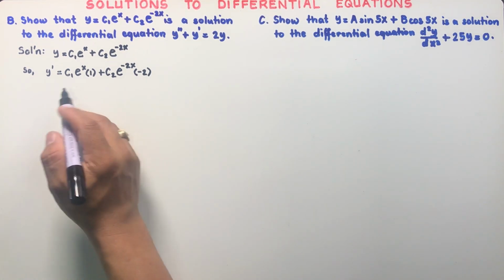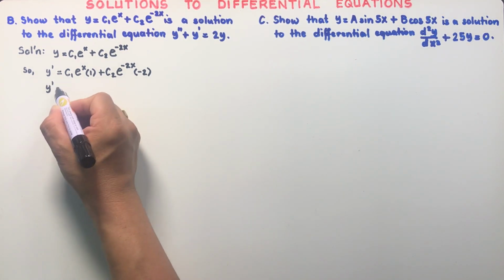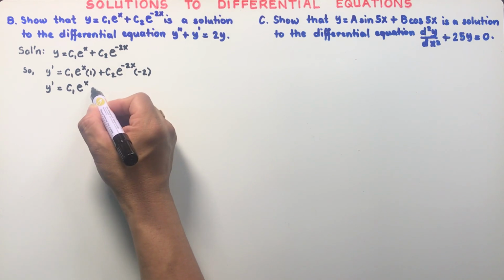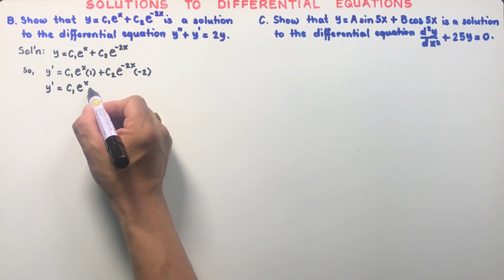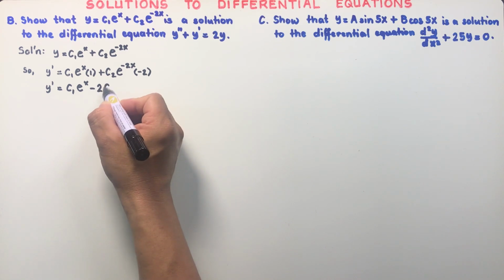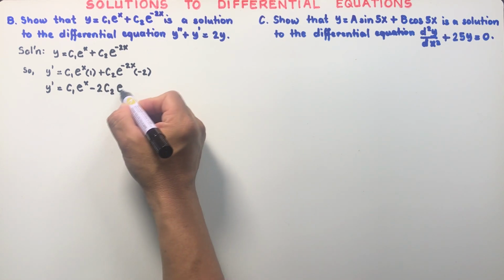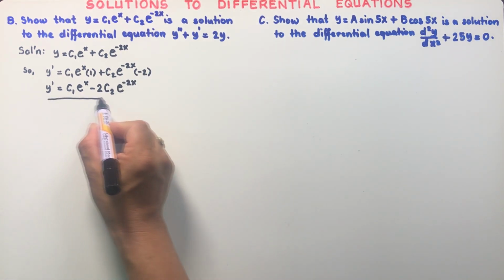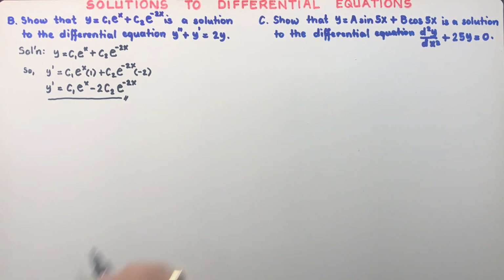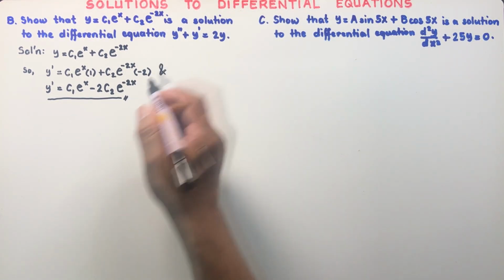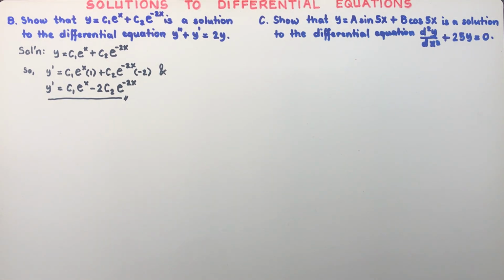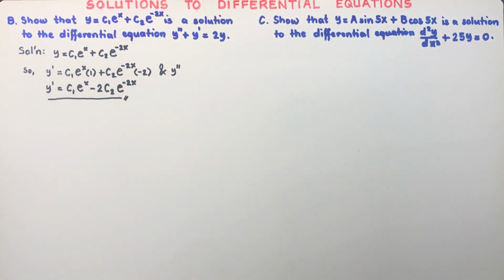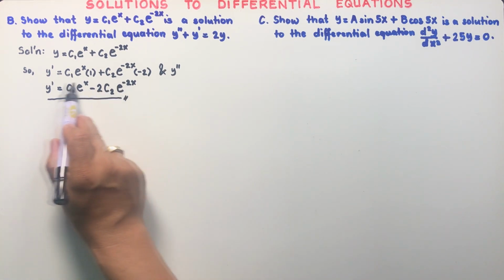Now, simplifying this one, we have y prime, which is equal to c sub 1 e to the x plus the negative 2 of c sub 2. So which means we have negative 2 c sub 2 e to the power negative 2x. So this is now our first derivative. And of course, because we have the first derivative, we can solve for our second derivative.